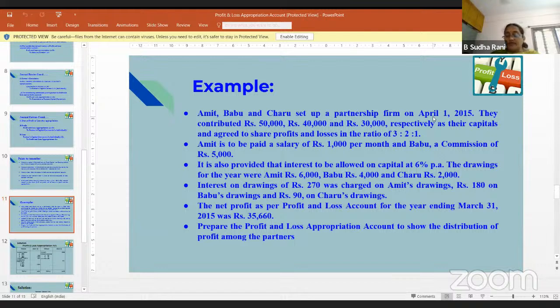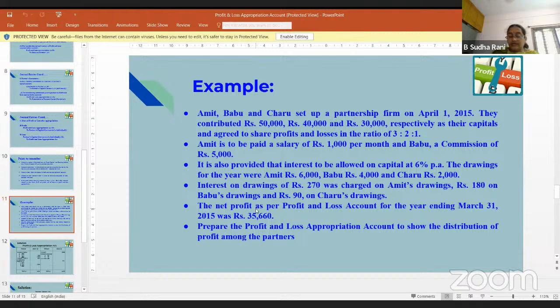So net profit for the firm during the year is 35,660. You are asked to prepare the P&L appropriation account. So draw the T table. Please all of you draw the line in a T format. On the left hand side write debit, right hand side write credit.